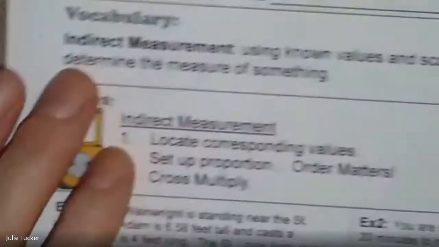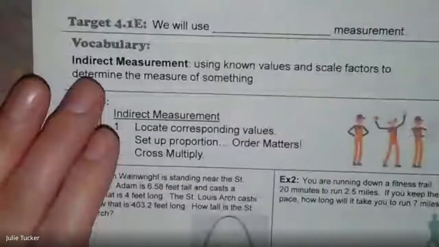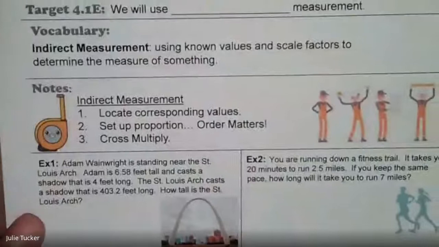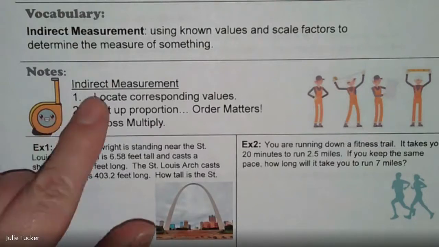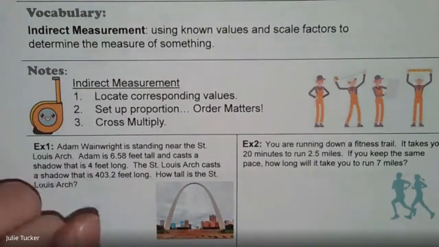Here's our new notes. Let me zoom it out a little just so you can see the whole thing. I've got a lot of little pictures on here just to help you think about what the lesson's going to be about. This is something called indirect measurement. When they say something is indirect, they mean it's not being done the usual way. You're not going to just take a tape measure and measure something. You're going to use math to help you figure it out.